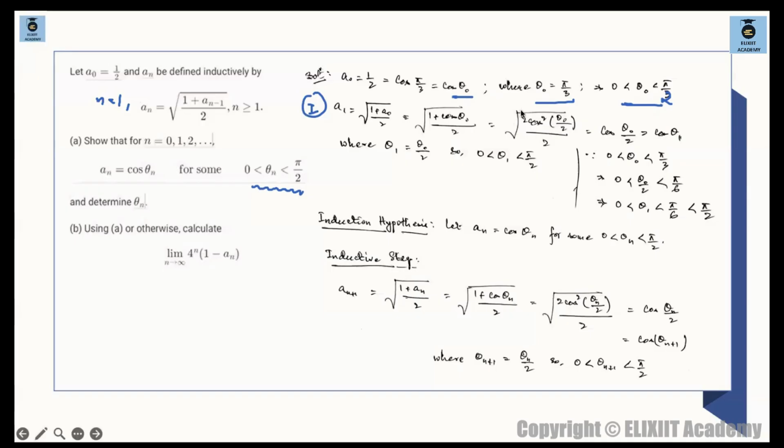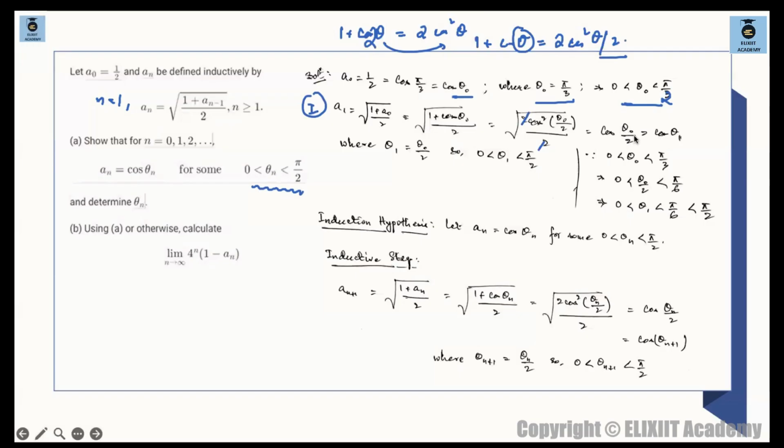So 1 plus cos of theta naught, once again, you can simplify this thing. What is it? 2 cos square theta naught divided by 2. A basic formula of trigonometry is being used: 1 plus cos 2 theta is 2 cos square theta. So 1 plus cos theta naught will be 2 cos square of exactly half of this angle, theta naught divided by 2, all upon 2. So 2 cos square theta naught by 2 divided by 2, and 2 cancels out. What is remaining? Cos of theta naught divided by 2.